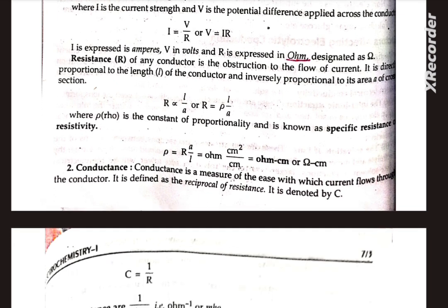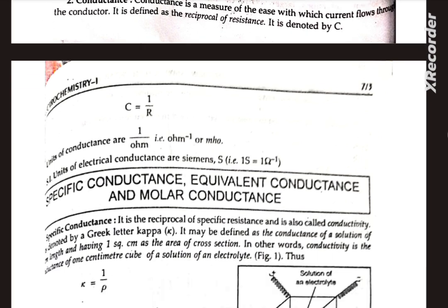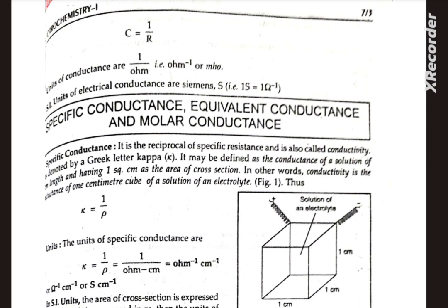R is equal to rho L by A, where rho is the constant of proportionality and is known as specific resistance or resistivity. Number 2, Conductance. Conductance is a measure of ease with which current flows through the conductor. It is defined as the reciprocal of the resistance and is denoted by C. Units of conductance are ohm inverse and mho. The SI unit of electrical conductance is Siemens.